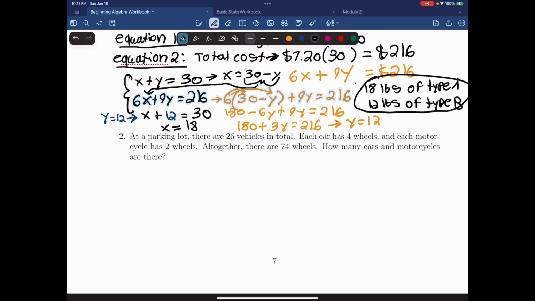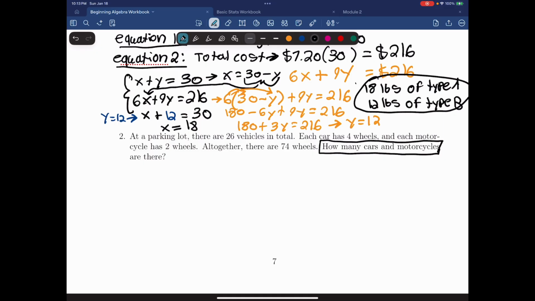So looking at example 2, we have at a parking lot, there are 26 vehicles in total. Each car has 4 wheels, and each motorcycle has 2 wheels. Altogether, there are 47 wheels in total. Now we want to know how many cars and motorcycles are there.